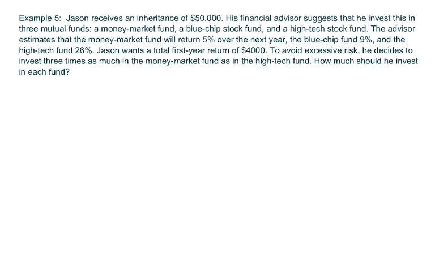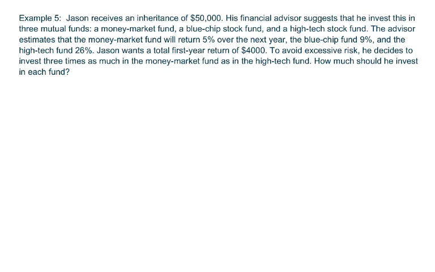In example 5, Jason receives an inheritance of $50,000. His financial advisor suggests that he invest this in 3 mutual funds: a money market fund, a blue chip stock fund, and a high-tech stock fund. The advisor estimates that the money market fund will return 5% over the next year, the blue chip fund 9%, and the high-tech fund 26%. Jason wants a total first-year return of $4,000. To avoid excessive risk, he decides to invest 3 times as much in the money market fund as in the high-tech fund. How much should he invest in each fund?